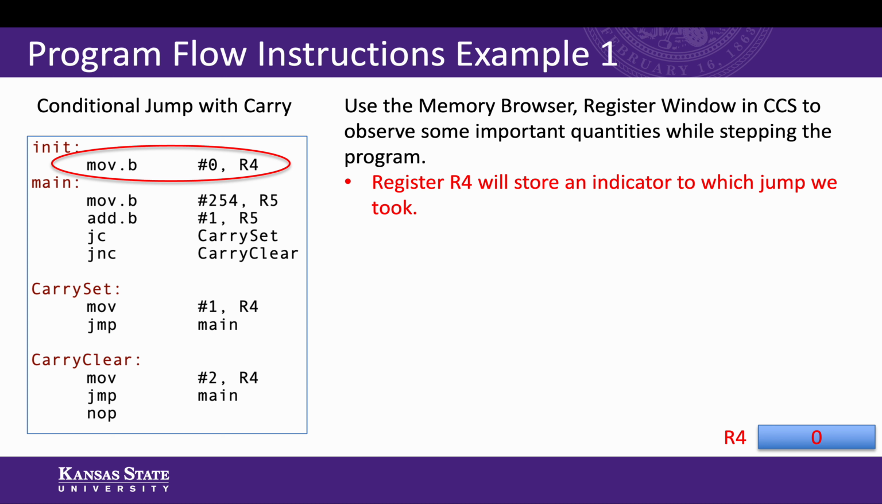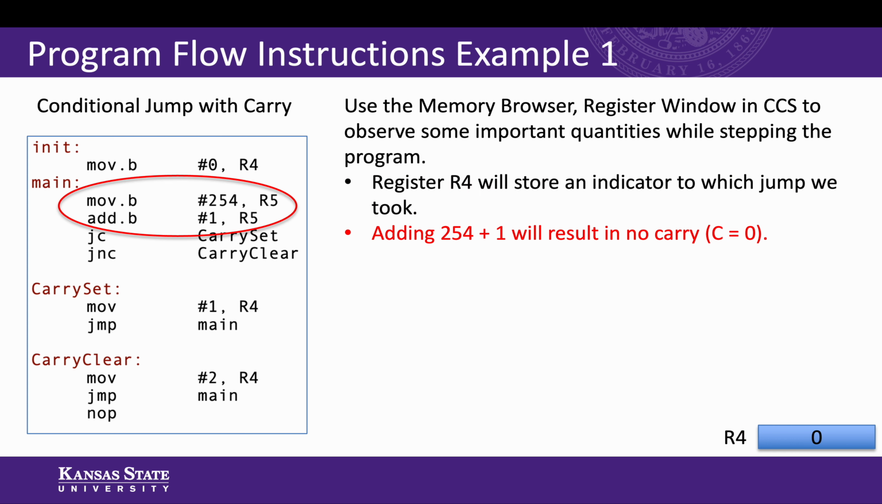And by the way, it is a simple program. You might be looking at it thinking, well, I could do this in a more optimal way. Yes, certainly you can, but the purpose of this video is not to be optimal. It's to be educational, to learn what's going on. The next two instructions, move and add, add the numbers 254 and 1, and it's a byte operation, .b. That results in no carry. 255 is fine, right? So that keeps the status bit C equal to 0.